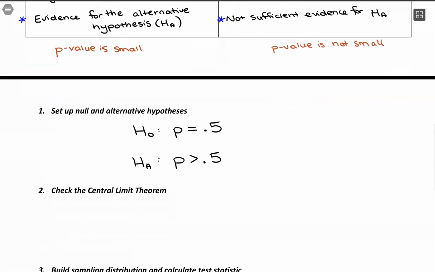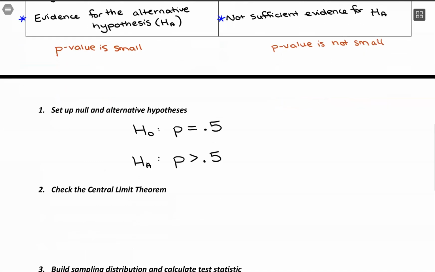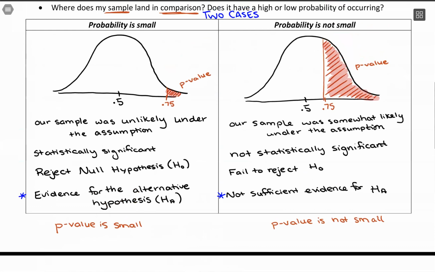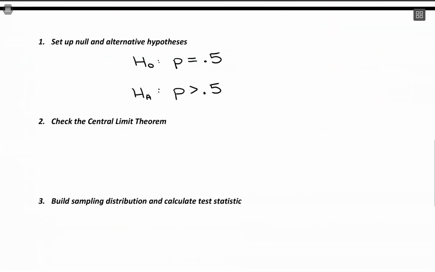Our next step is going to be to check the central limit theorem to make sure that if we're working with this sample size and this assumption, will we have a bell-shaped curve out? Because the bell-shaped curve is important for calculating probability in this last step here. So checking the central limit theorem, we're going to check for independence, randomization, and success failure.